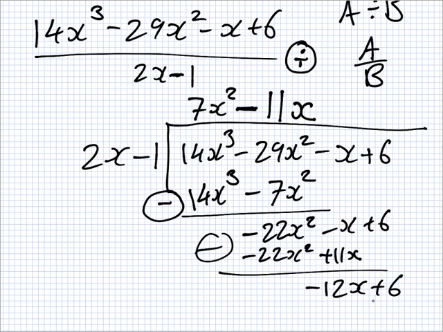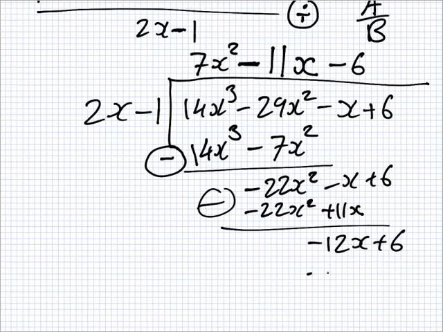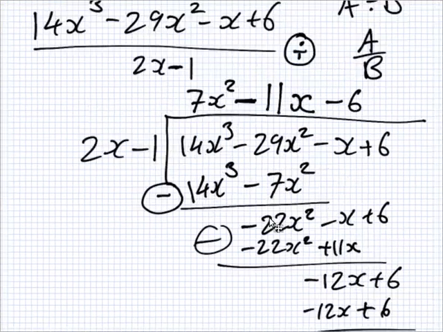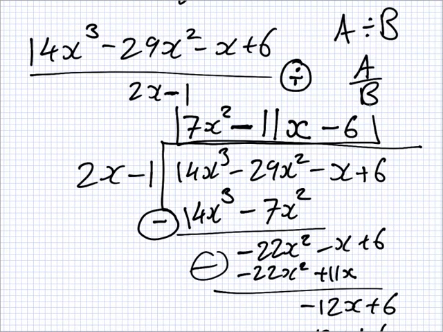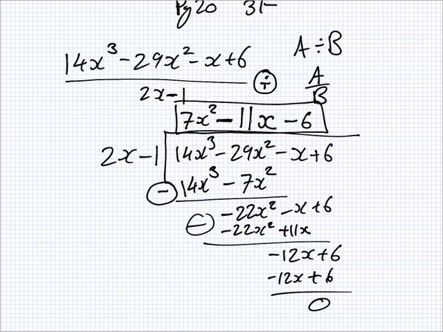Like that, yeah? And what's the last thing up here? 6, plus or minus? Minus, yes, minus 6. Minus 12x plus 6, subtract, and 0. So this is the answer here. Okay, so really that question is a long division question. It's just me asking you to take a cubic and divide it by a linear.